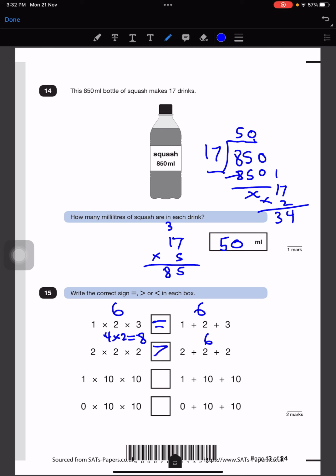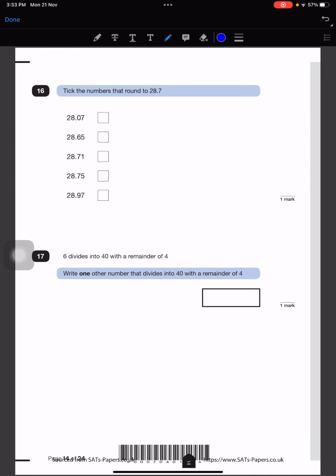Okay, so as you can see, this one right here will be 21 right here. And this one will be 100. Because the 0 will be up there. Okay, so for this one will just be 0. Because there's nothing else there. Oops, oh yeah, we forgot to write it. This one is greater. Okay, now 0. And this one will be 20. So obviously that one is greater. There we go. Next. Tick the numbers that round to 28.7.